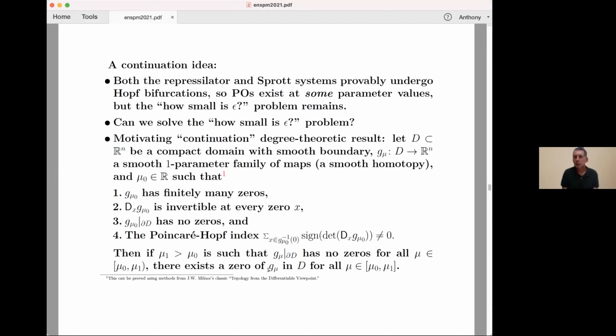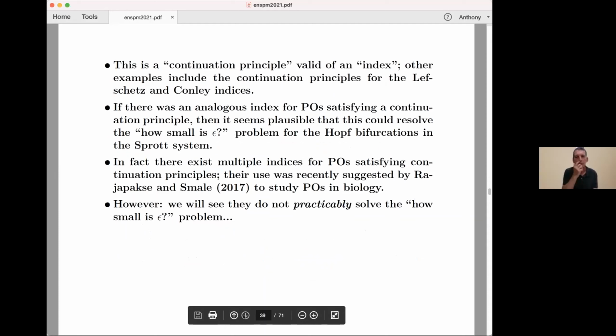So that is a degree theoretic result for a function. You just want to know if you have a function depending on a parameter, and it has a zero, you change it a little bit, does it still have a zero? And basically you want to do the same thing for the functions describing a periodic orbit. So that's the idea of continuation, and it rests basically on this degree theory.